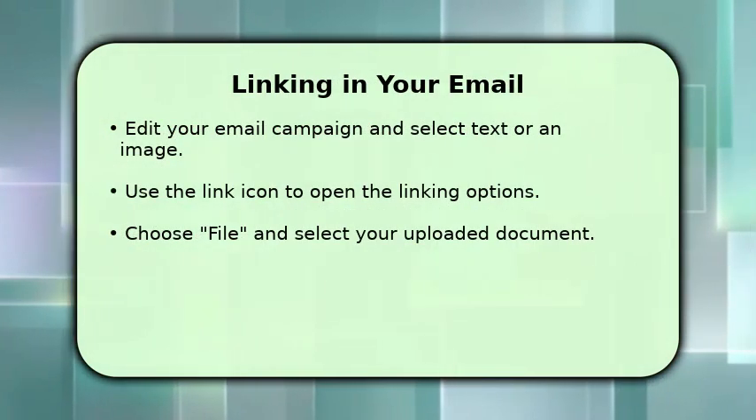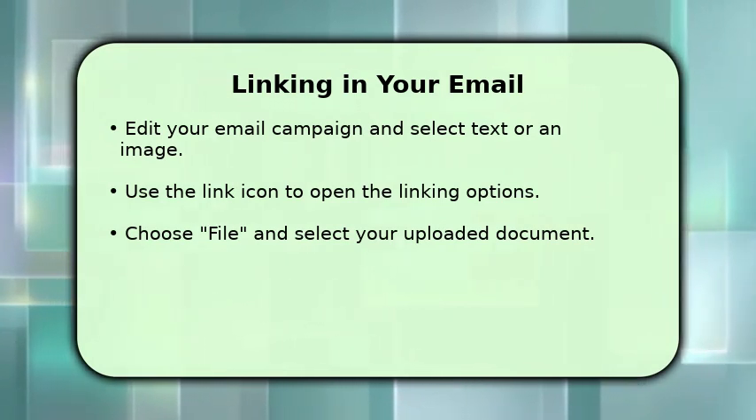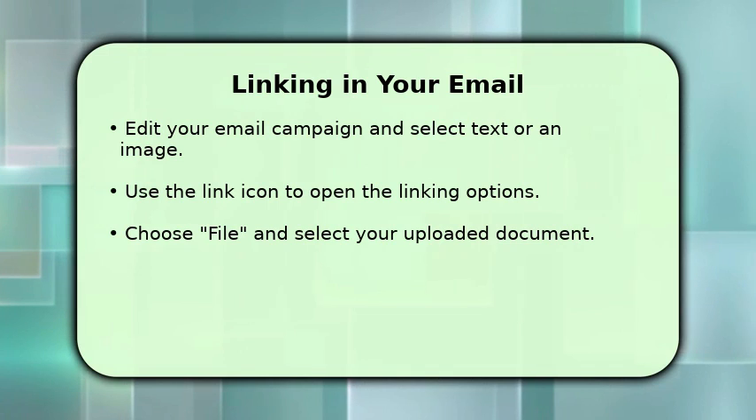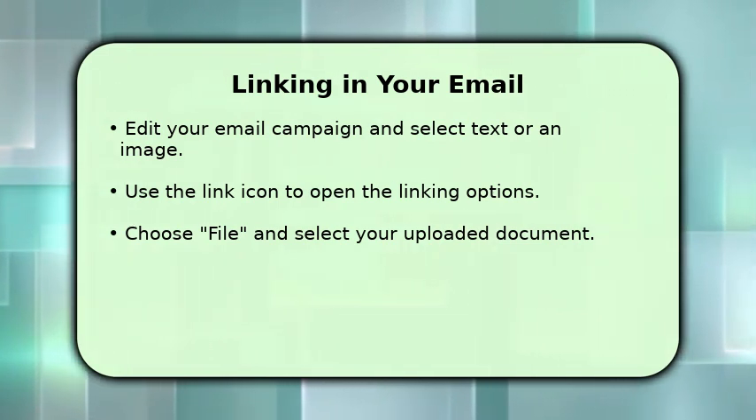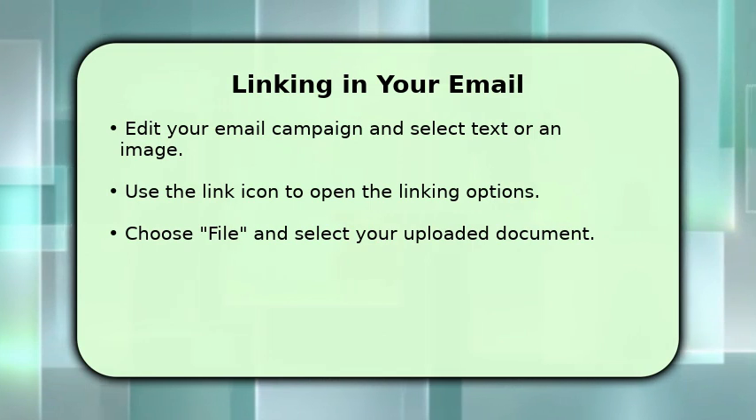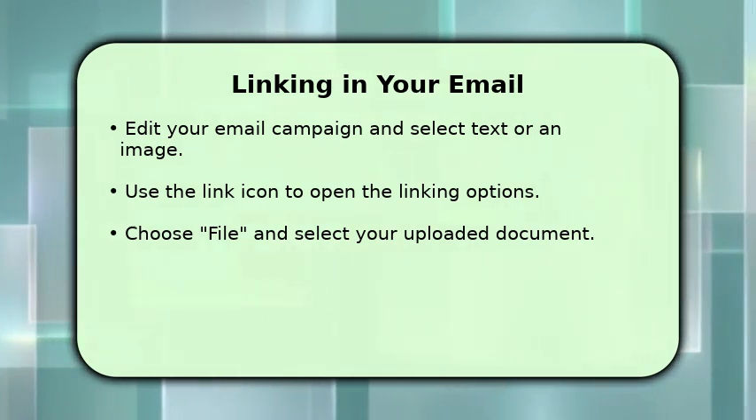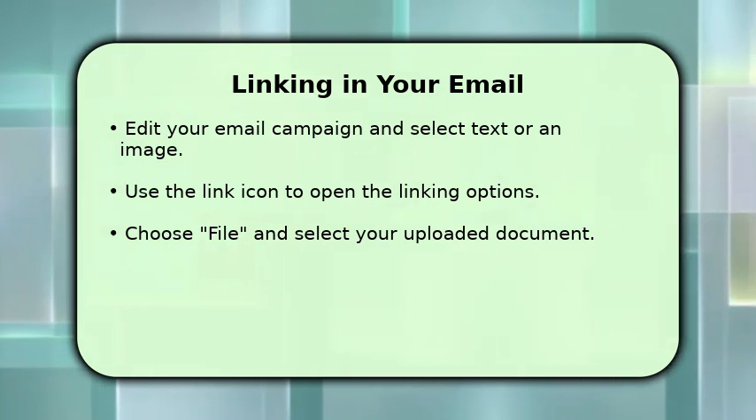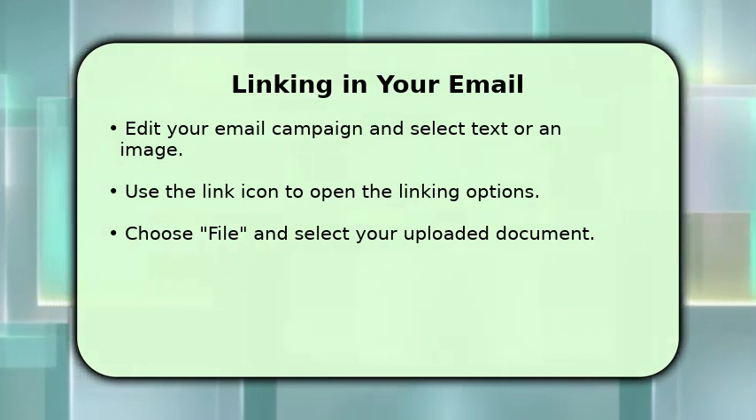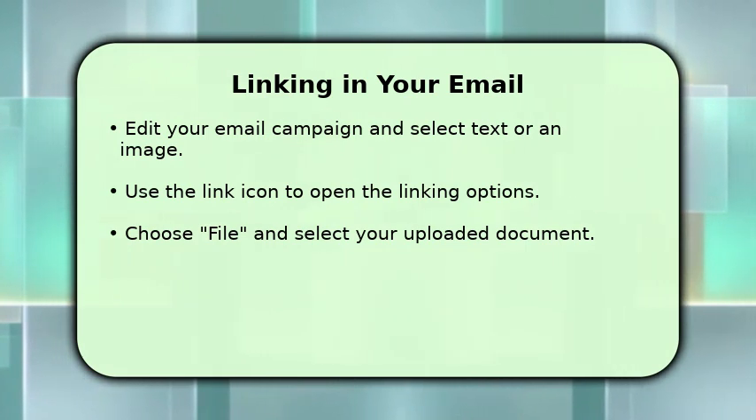Now, open the email campaign where you want to add the attachment. Highlight the text or image you want to turn into a download link. Click the link icon in the editor toolbar. From the linking options, select File, and then choose the document you previously uploaded from your Content Studio. This creates a clickable link for your subscribers.